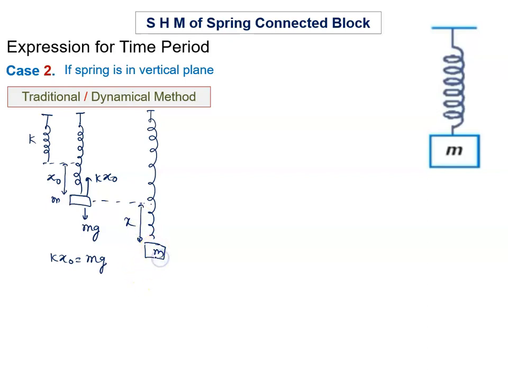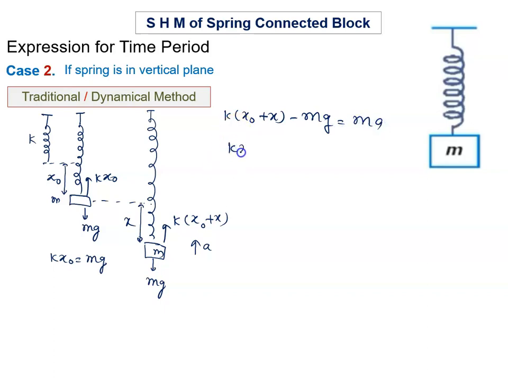The situation is like this in the third diagram. Now, what is the net force acting in the upward direction? We all know the restoring force will change. It will be k times x naught plus x, but the downward force is still only the weight mg. It means the upward force is more compared to the downward force, so the block will have the tendency to come in the upward direction. So the net force in the upward direction is k(x naught plus x) minus mg equals ma.